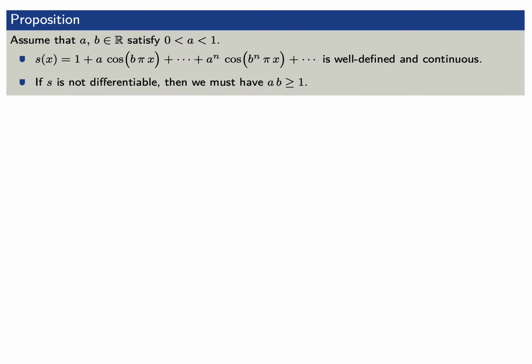Let's now put all of this together and revisit Weierstrass's function from before. We'd like to prove two statements. Assume that a and b are real numbers such that 0 is less than a is less than 1. First, our sum S of x, which is the exact same series that Weierstrass defined, is both well-defined and continuous. Second, if S is not a differentiable function, then we must have a times b is greater than or equal to 1. This at least gives us a necessary condition for when this function S cannot be differentiable.